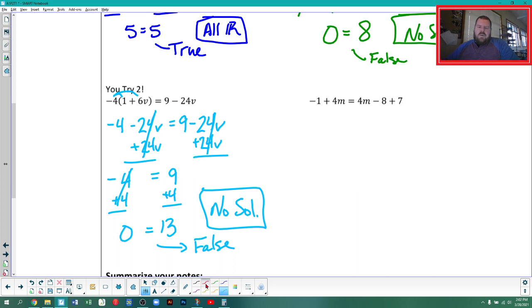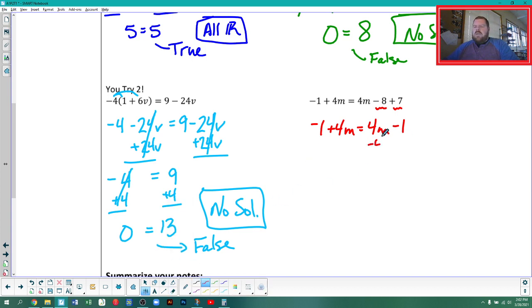If I look at the other one, I've got this negative 8 and positive 7 that I should combine first. Negative 8 plus 7 is negative 1. Kind of looks like something fishy might happen. Let's move my m's over here. I don't know why I wrote that negative 1 there. Give myself a little room, please.